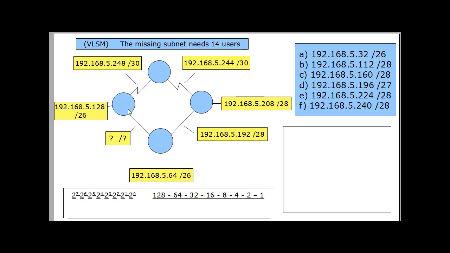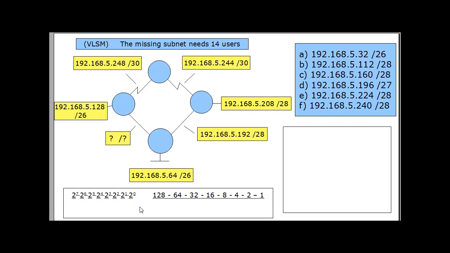First of all, the question gives us a hint. It says the missing subnet needs 14 users. So right off the bat, that tells us what slash we're going to need. /30, /28, /26, /27, what are we going to need? Well, we go down here to our binary chart, and we'll see we've got the twos, these binary place values of 2 to the 0 to 2 to the 7th power.